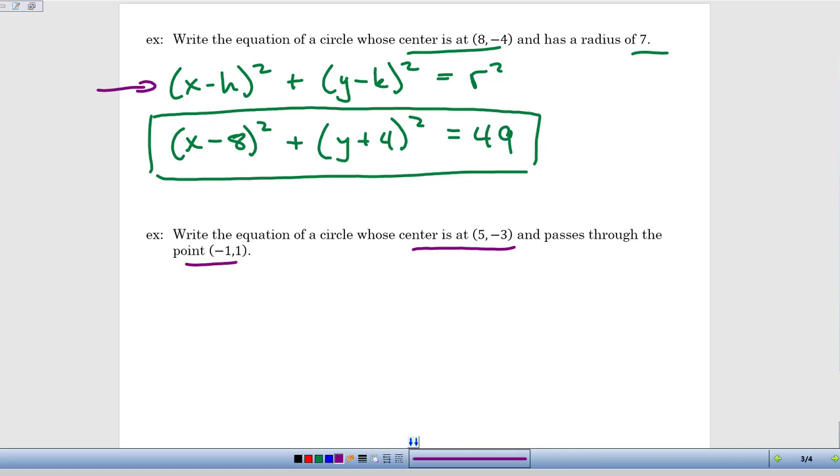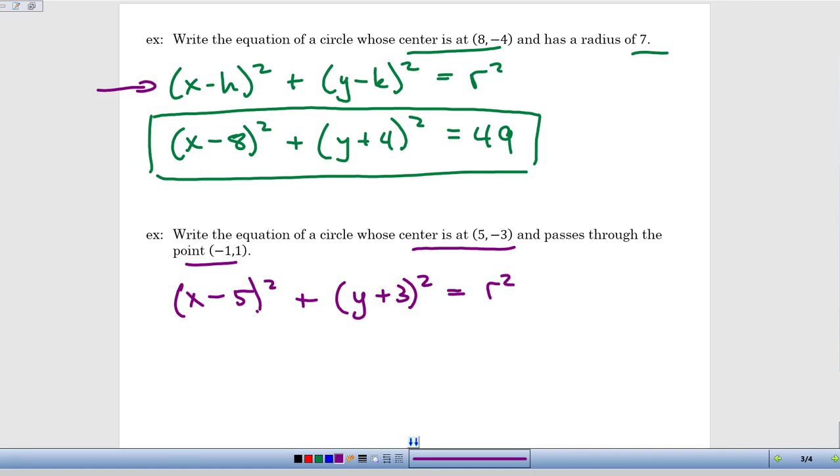So to start off with, we're going to make use of that (5, -3) center point. So we're going to have (x - 5)² plus y minus -3, so (y + 3)², equals r². So we have half the battle taken care of. We've got the center, we just have to figure out the radius. And so that's where this point comes in.